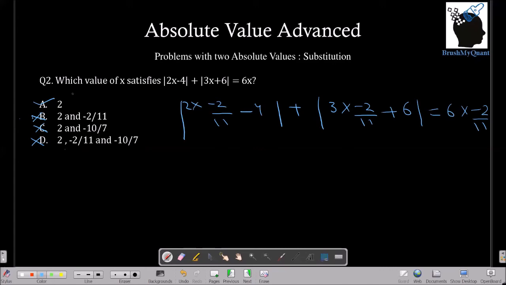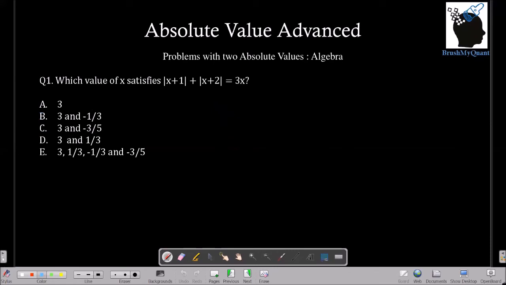Now let's try these two problems using algebra. In this problem, we are going to use algebra to solve this. And before doing that, we will go ahead and plot a number line first. The whole idea of solving this problem is trying to check all the values in the number line, whether those values satisfy this equation or not.